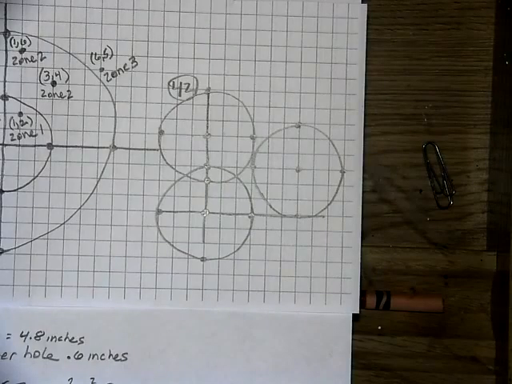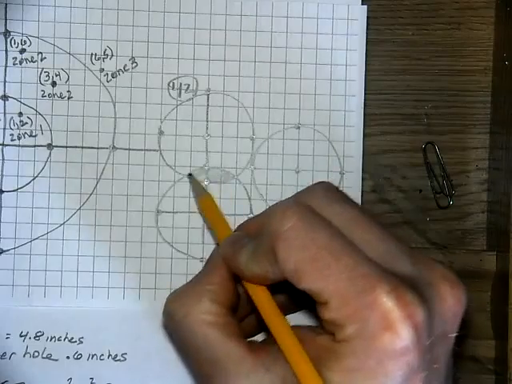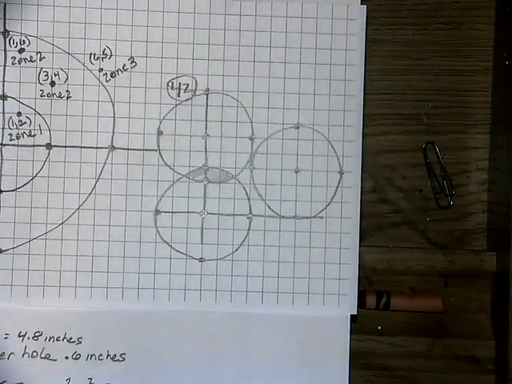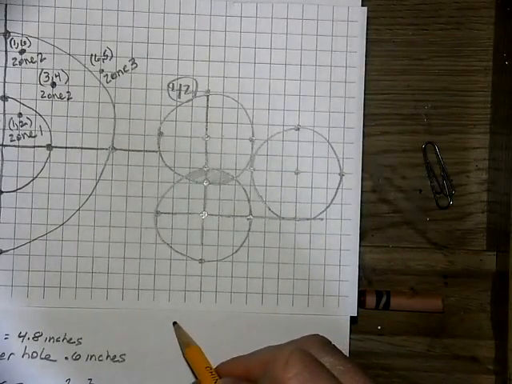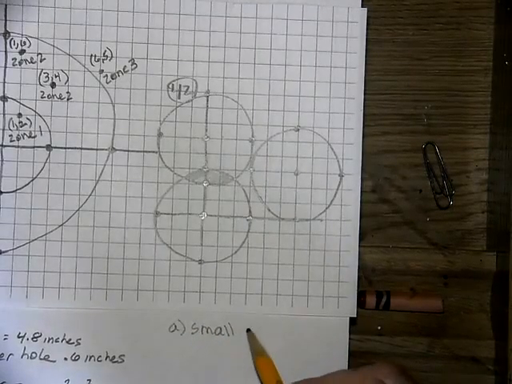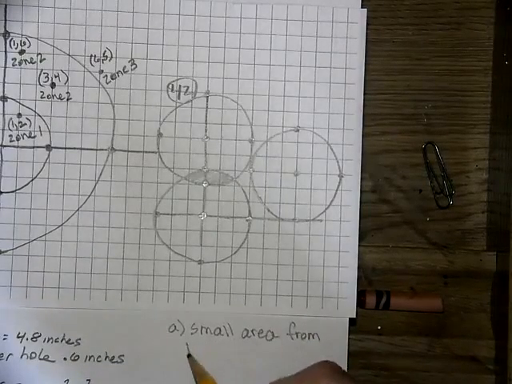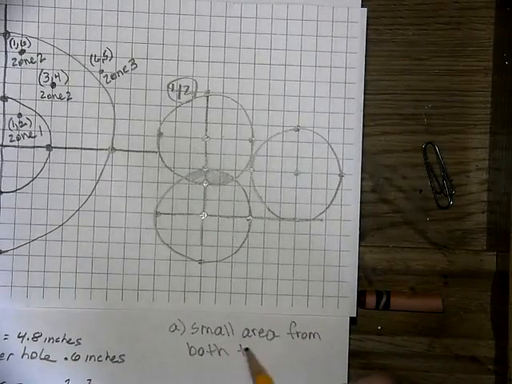So those are our towers. Now what we're supposed to look at is, are there any areas that may receive calls from more than one tower? And that would be this portion right in here. Anyone living inside that location would receive calls from both towers. Small area from both towers.